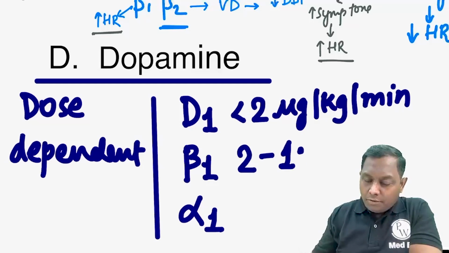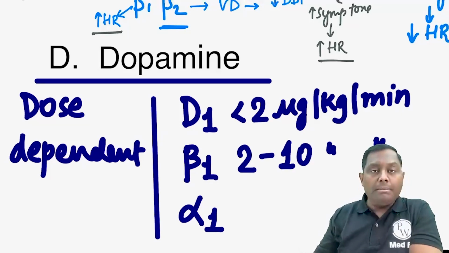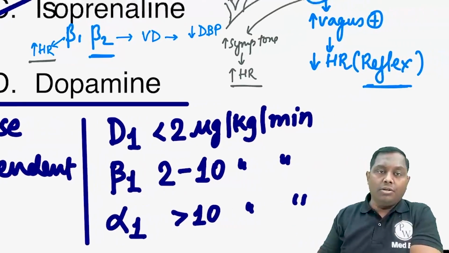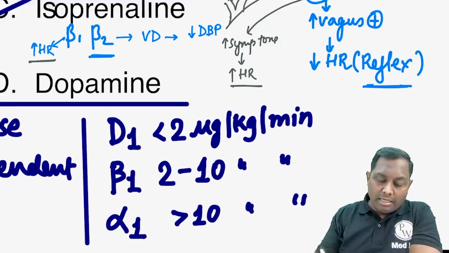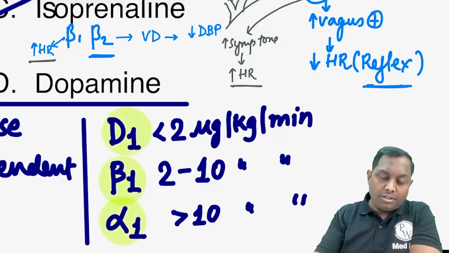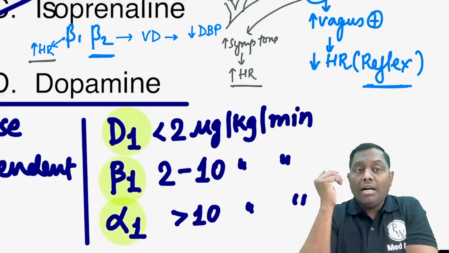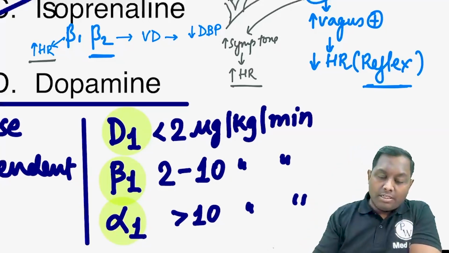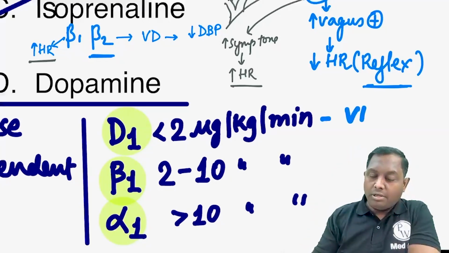In a dose of 2 to 10 microgram per kg per minute, beta 1 will be stimulated, and any dose more than 10 microgram per kg per minute, alpha 1 will be stimulated. So D1, beta 1 and alpha 1 are going to be stimulated by dopamine. So dopamine's action is dose dependent. Whenever they are working in the low dose, they will be causing vasodilatation.